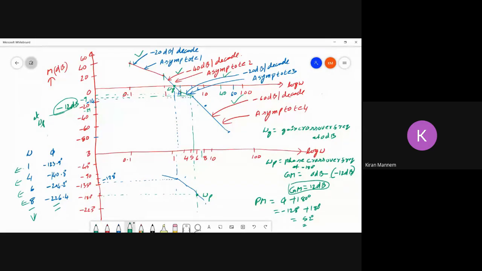Now project this gain crossover frequency on the phase plot and identify the corresponding phase angle. So in this case, it is minus 128 degrees. So the phase margin would be minus 128 plus 180 degrees. So it would be 52 degrees. So this is how you can plot the Bode plot for a given function. If you have any questions, you can ask till this point.